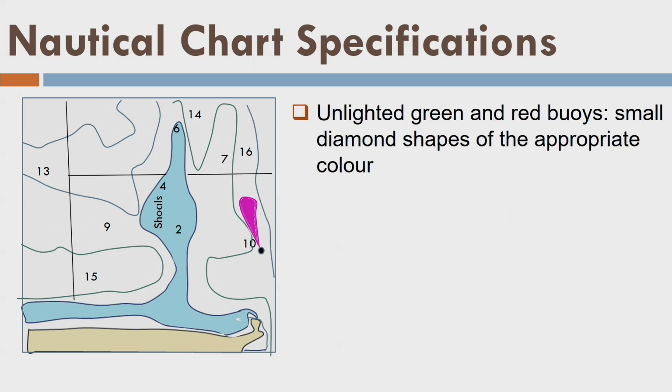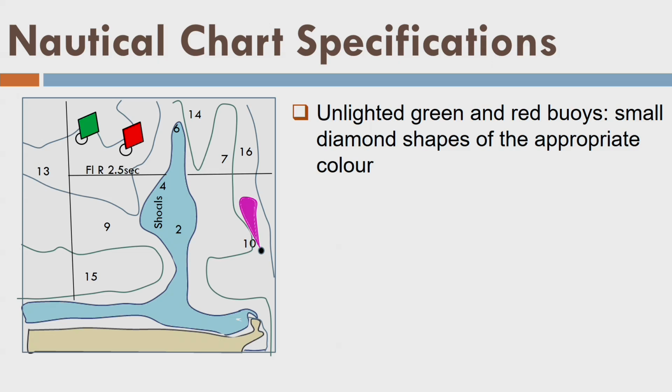Okay. What next? We have the unlighted green and red buoys, that is small diamond shapes of the appropriate color. So these are my small diamonds. That means the red is indicating the red color buoys and the green is indicating the green color buoys.